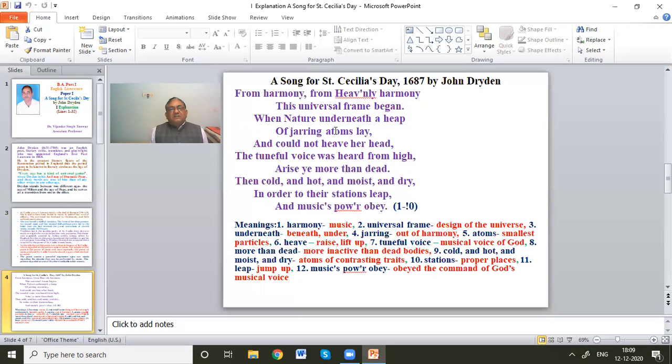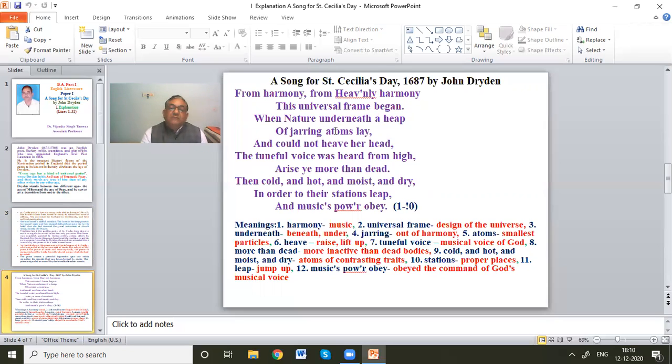God saw all this and he spoke in a tuneful voice. The tuneful voice was heard by these atoms, and God said, "Arise," means get up, "ye more than dead." You are more inactive than a dead person. When a person is dead, he will remain inactive, but you are having life and you are not doing anything, means you are more inactive than dead.